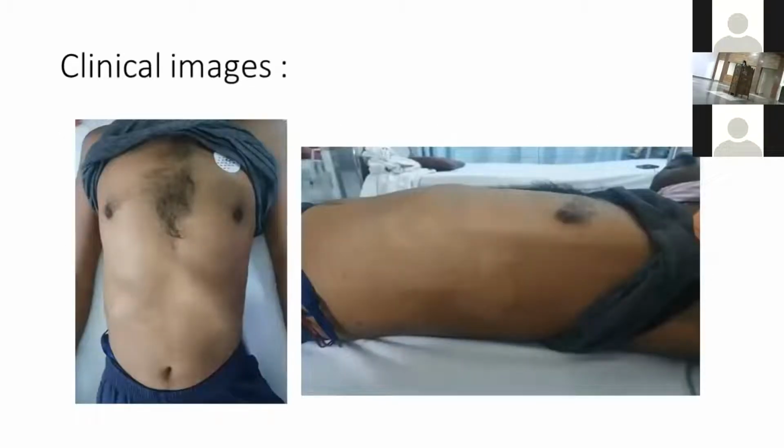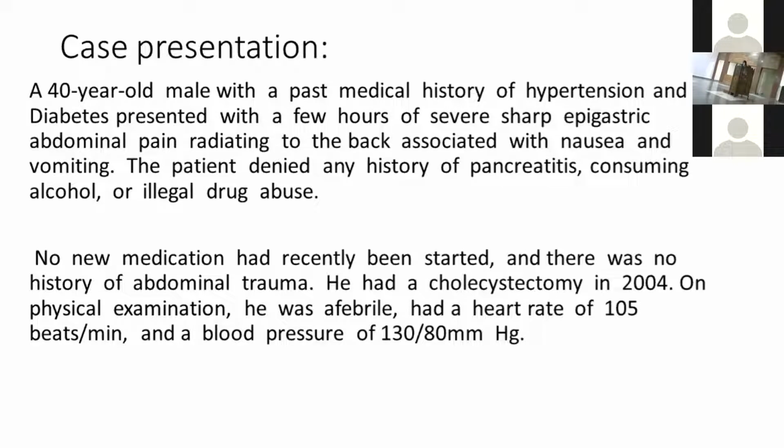These are the clinical images. A 40-year-old man presented to our casualty with acute sharp abdominal pain, epigastric pain radiating to the back, associated with nausea and vomiting. Patient denied any history of pancreatitis, I mean previous pain abdomen, and consuming alcohol or illegal drug abuse. No new medication had recently been started, and there was no history of abdominal trauma. He had cholecystectomy in 2004.